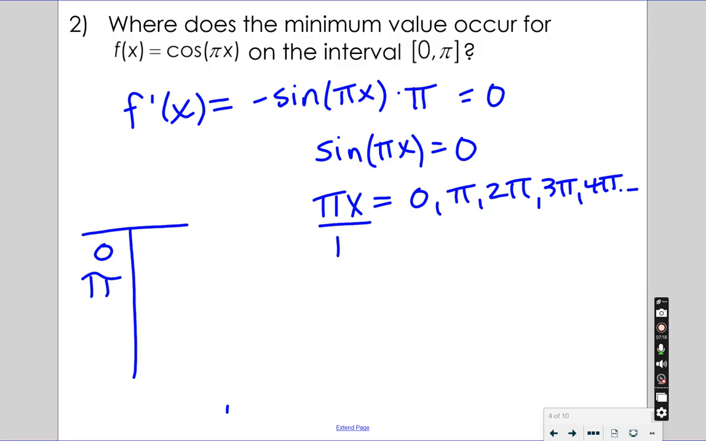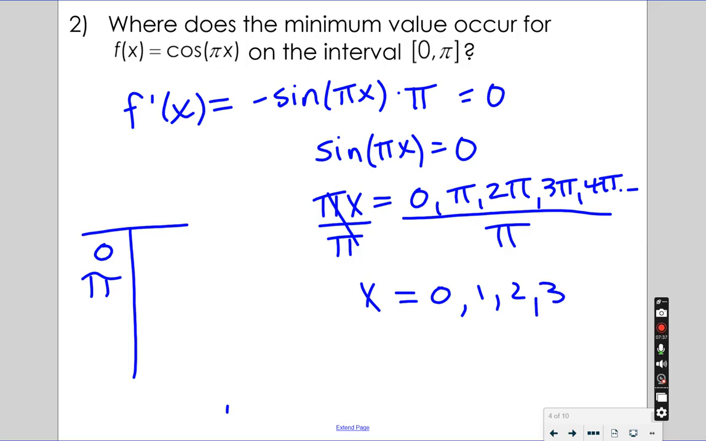All right, let's divide by pi. So x equals 0 falls within the interval. What about 1? Yes. What about 2? What about 3? Yes. What about 4? Pi is 3.14, right? So 0, 1, 2, and 3 are going to fall within that interval. So I can now add those to the list. 1, 2, 3.